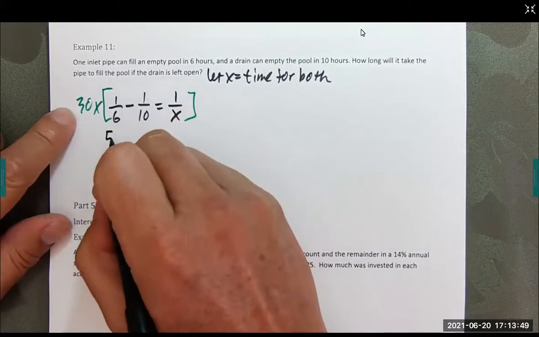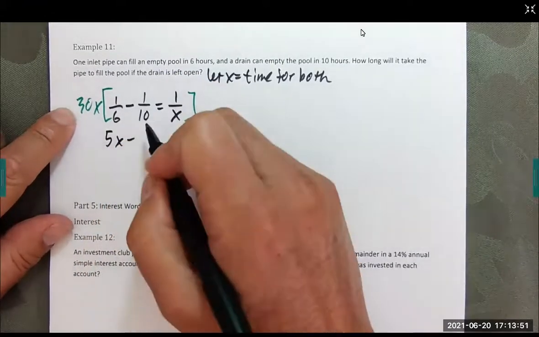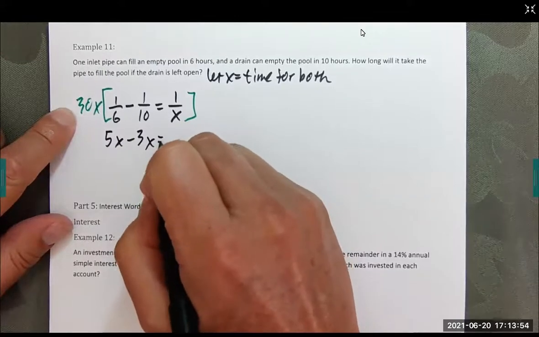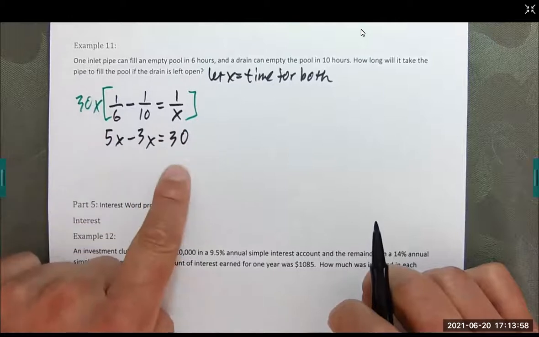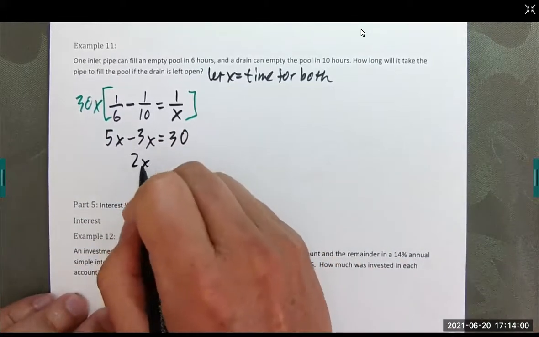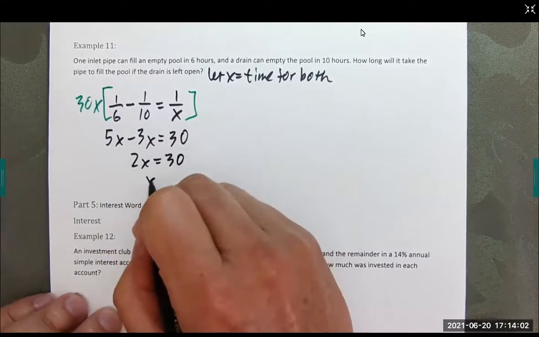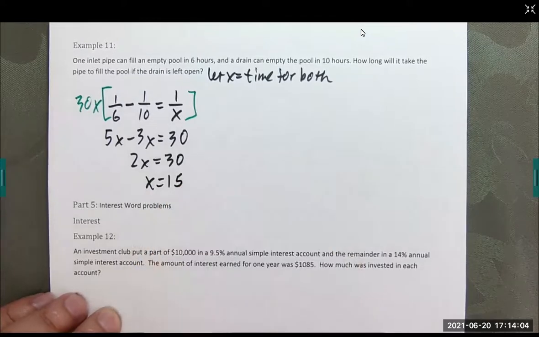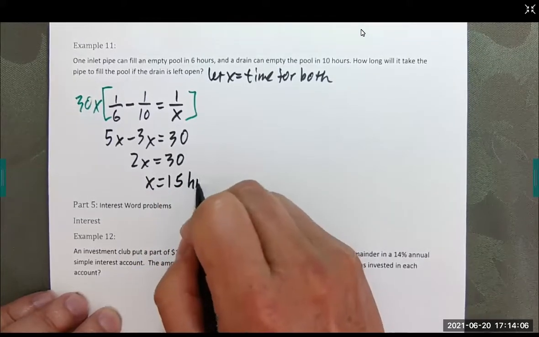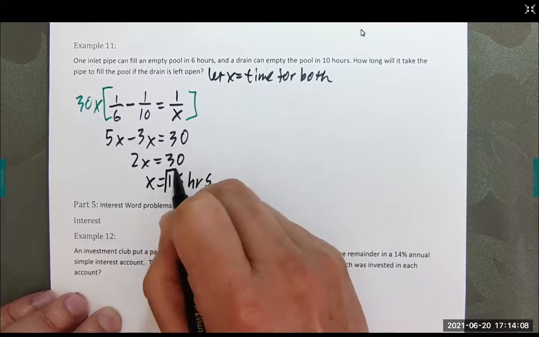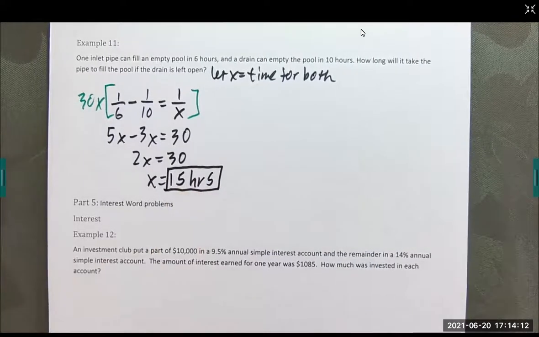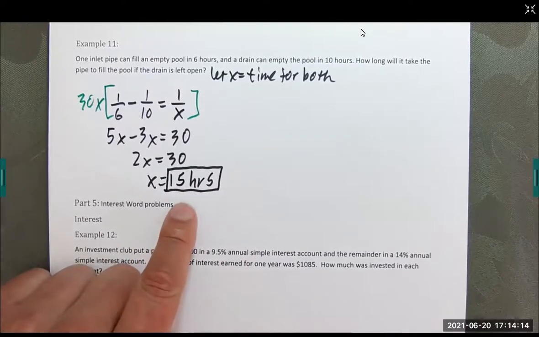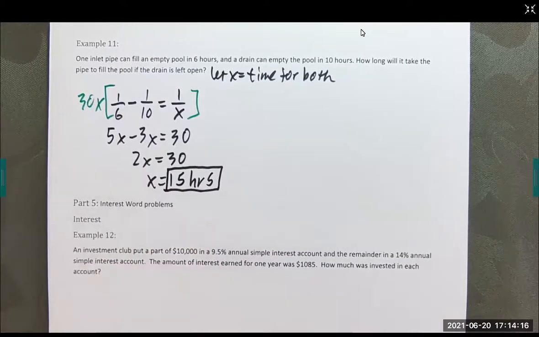30x divided by 6 is just 5x. 30x divided by 10 is 3x. This just gives us 30, as the x is reduced. So 2x equals 30, which means x equals 15. And these are hours. So if you were trying to fill the pool and accidentally left the drain on, it would take a total of 15 hours. And it stands to reason it's going to take longer, right? Because it's draining while it's being filled.